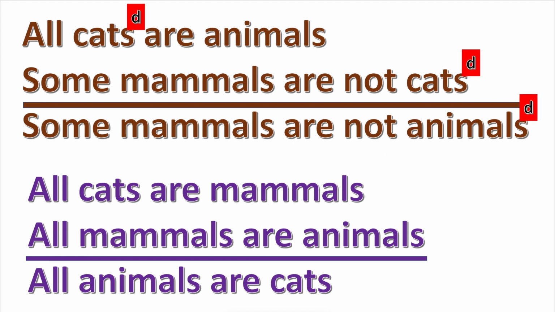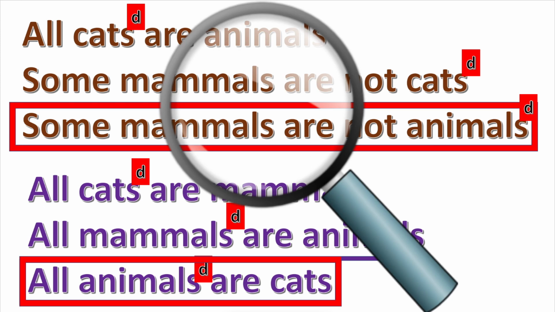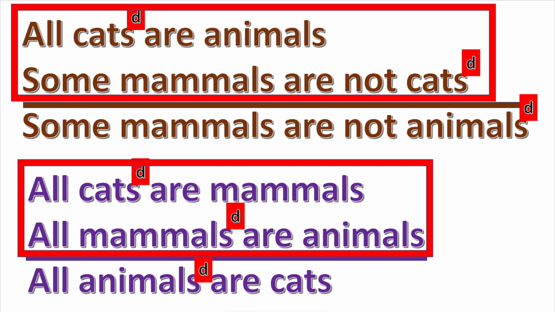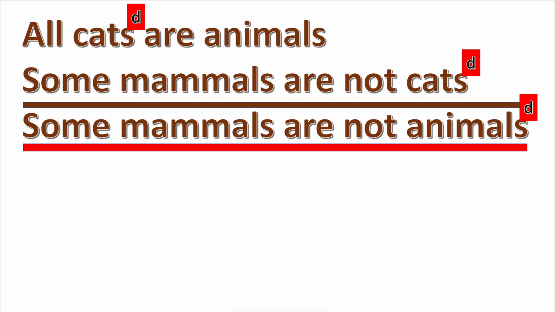First step is to mark all the terms that are distributed. Next, we look at the conclusion. If a term is distributed in the conclusion, then it must be distributed in the premise. Look at this syllogism's conclusion.